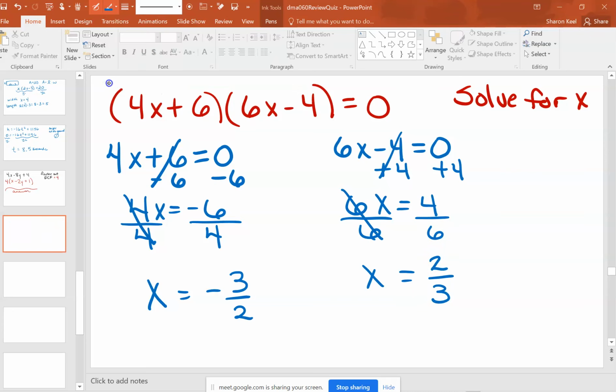So when you give your final solution, the final answer is going to be, and the order does not matter, you're going to have a negative 3/2 and you're going to have a 2/3. You're going to give both of those values as your solutions for x. Do not put parentheses around them. It's not an ordered pair. It is just the solutions of what makes each factor equal to 0.